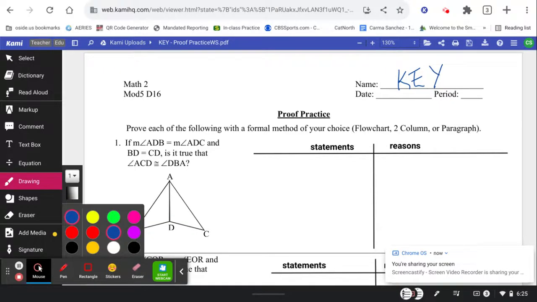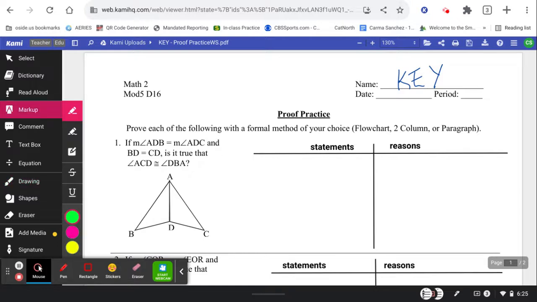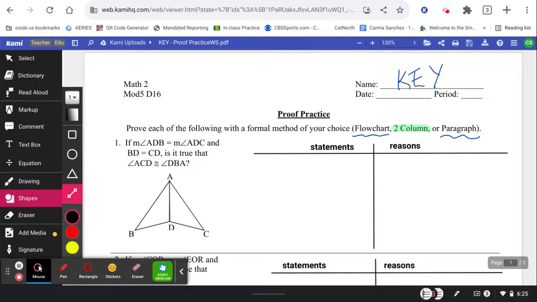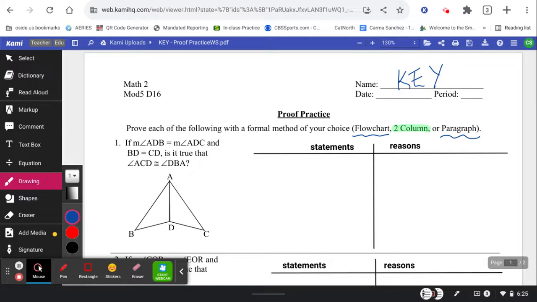All right, we're going to be doing proof practice today. Prove each of the following with a formal method of your choice, but it's not really your choice. We're actually just going to focus on the 2-column. And yes, we've been practicing paragraph proof, and yes, we've only seen one flow chart when we put the posters up on the wall. But today, let's just focus on 2-column, and we'll get more practice with the others later. Okay, we start with the givens, right?